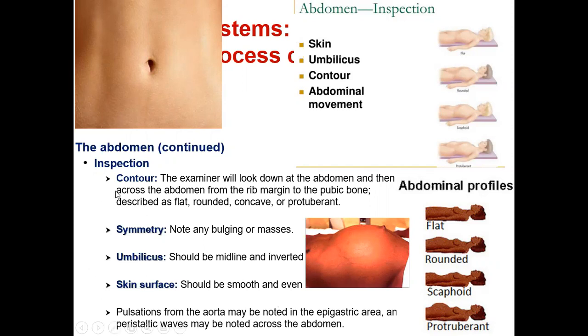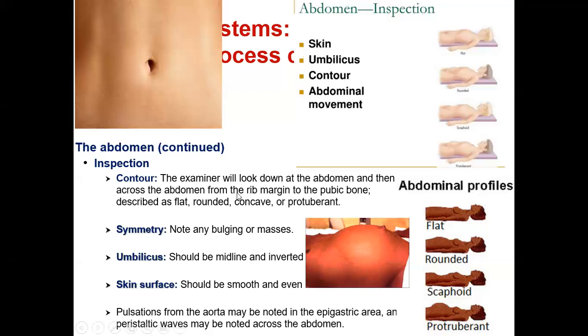So here, first of all, inspect. We will check the contour, symmetry, umbilical position, and skin surface. Contour means the examiner will look down at the abdomen and across the abdomen from the rib margin up to the pubic bones. And as I told you, the abdomen should be soft, symmetrical, non-tender, with no visible mass.